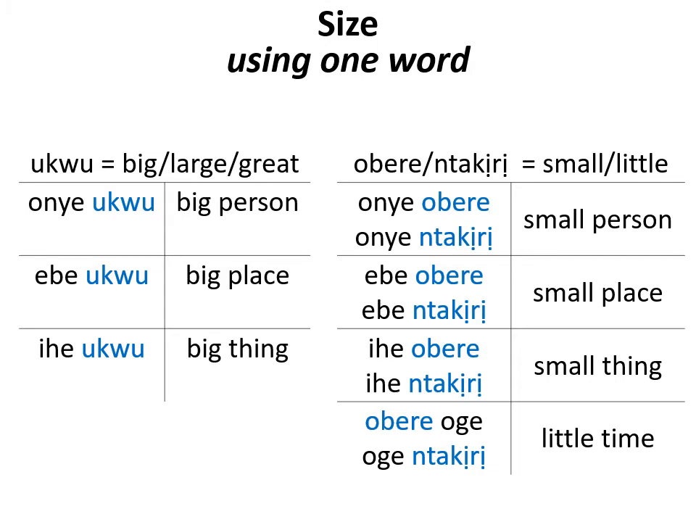Next, we have small or little, which is obere or ntakere. So onyeobere or onyentakere, ebeobere or ebentakere, iheobere or ihentakere. And then for oge, obere comes before oge. So you say obere oge, and then ntakere comes after oge. So you say oge ntakere. So onyeukwu, ebeukwu, ihunkwu, onyeobere, onyentakere, ebeobere, ebentakere, iheobere, ihentakere, obere oge or ogentakere.